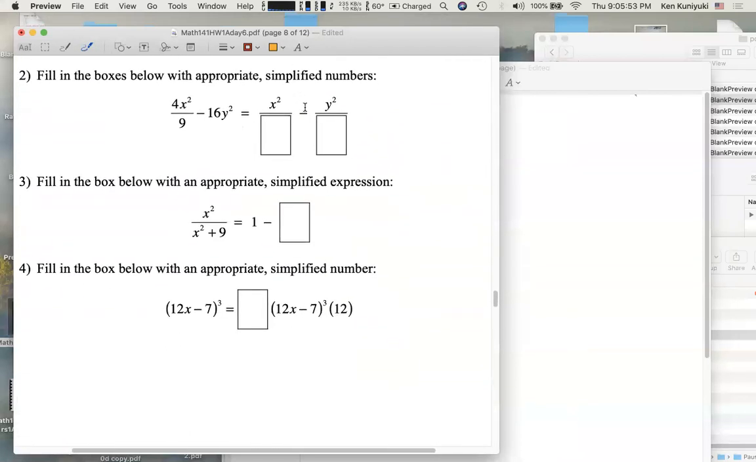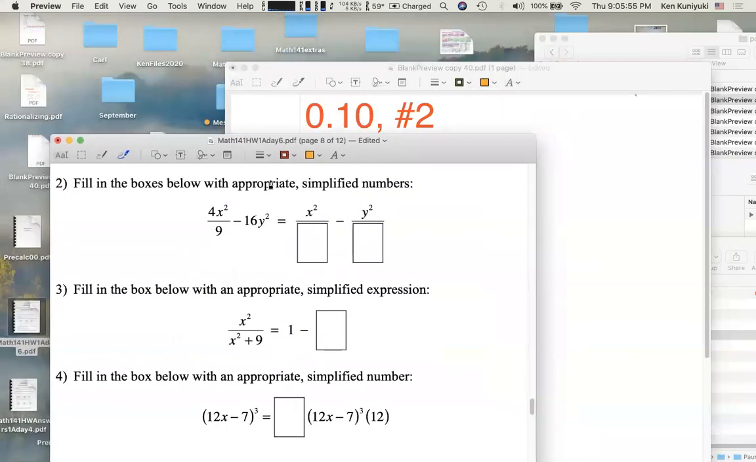Oh, actually, I can do this right here. 0.10 number 2. It's the idea that if you're multiplying by a real number that's not 0, you divide by its reciprocal. X squared right now is being multiplied by 4/9. That's the same thing as dividing by its reciprocal, which is 9/4.